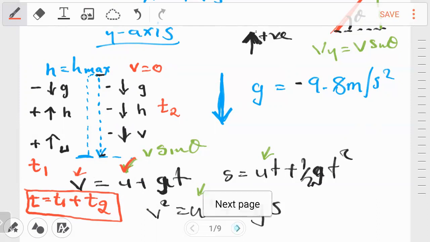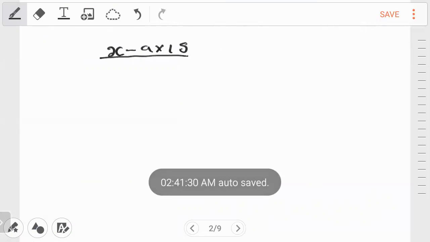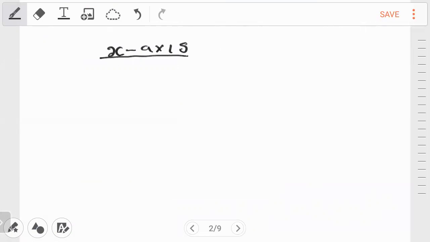Okay. Now, what is happening in the x-axis? We've seen what is happening in the y-axis. Now, what is happening in the x-axis? Well, in the x-axis, the general definition of a projectile is that it only has the force due to gravity as the only force acting on it. This kind of means in the x-axis, there is no force there.